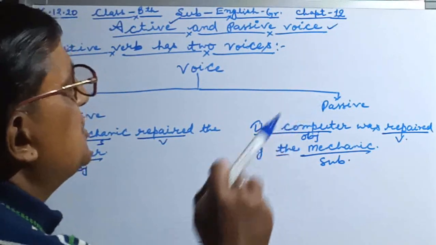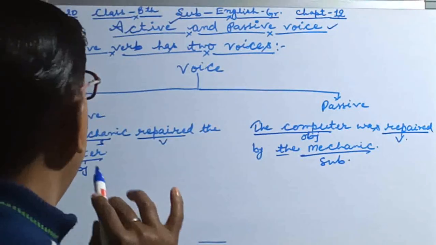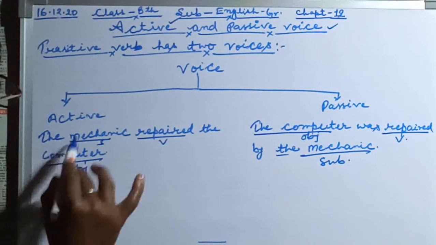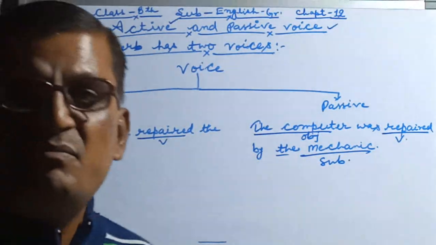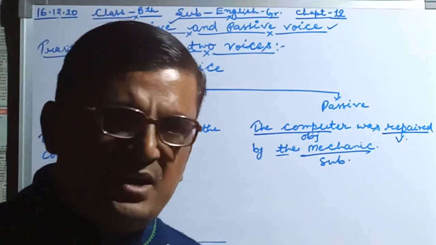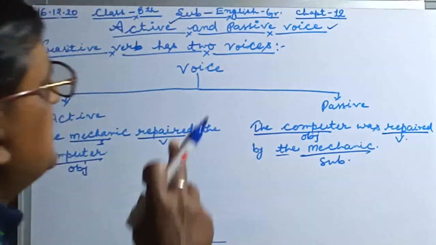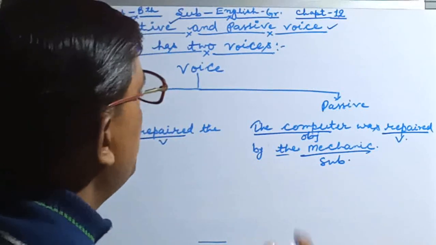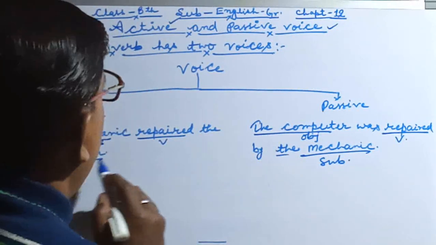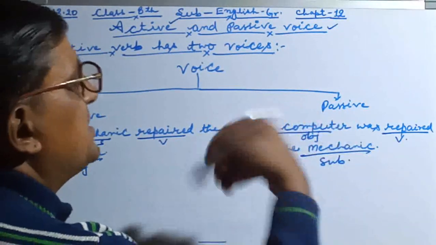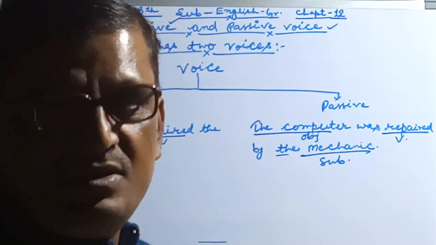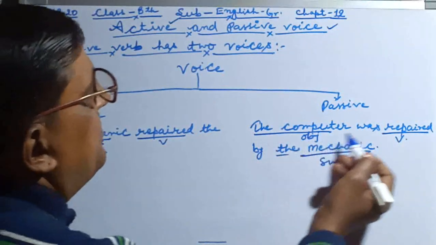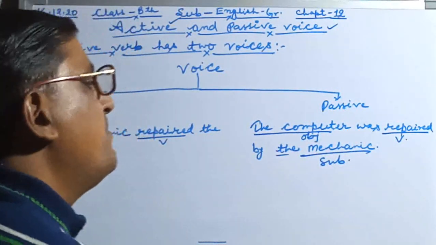But in the second sentence, in passive voice, you are looking here, the subject is given here, the mechanic. Who is repairing? The mechanic is repairing, so the mechanic is the subject here. But in the second sentence we are taking the object as the subject. Why is this called a passive voice? You know, this object, the computer, comes in the place of the subject here, and we write: the computer was repaired by the mechanic.